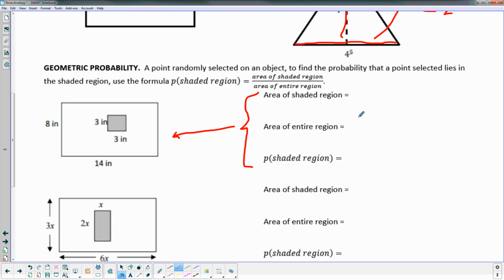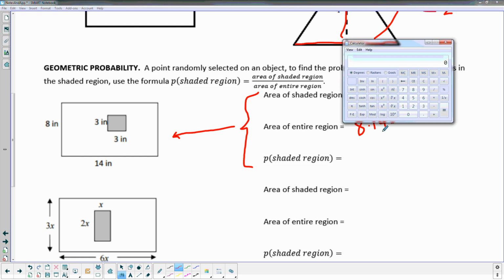And so yeah, the way we look at that is we would look at what is the area of the shaded region? Well, it's a rectangle. Actually, it's a square. It's 3 times 3, which is 9. The entire region, the outer region, is 8 by 14, which is I think 112.